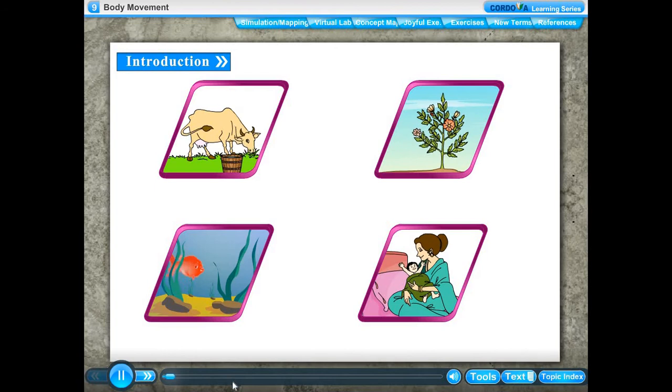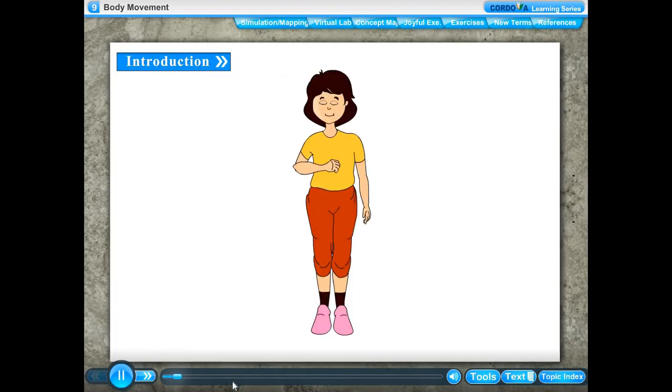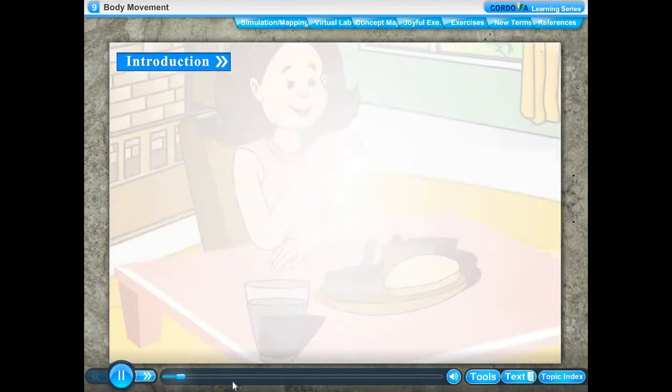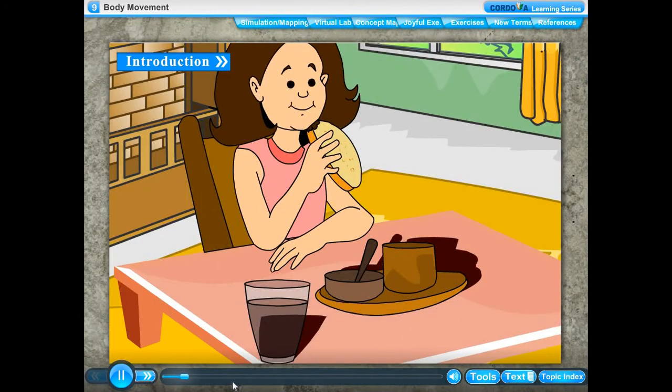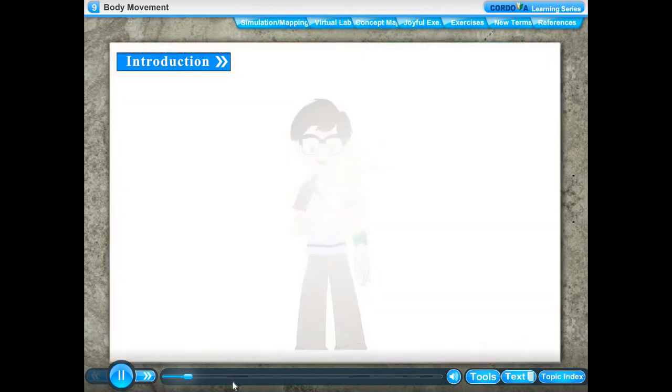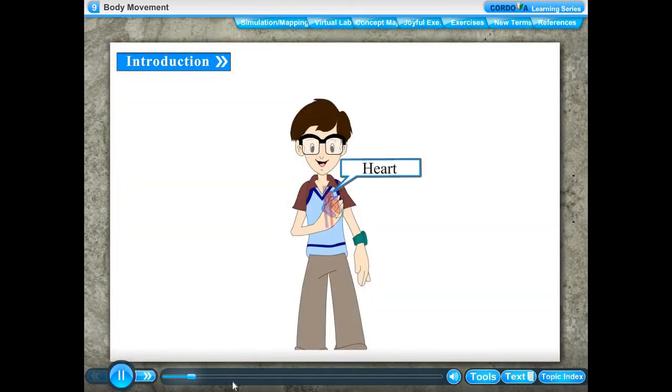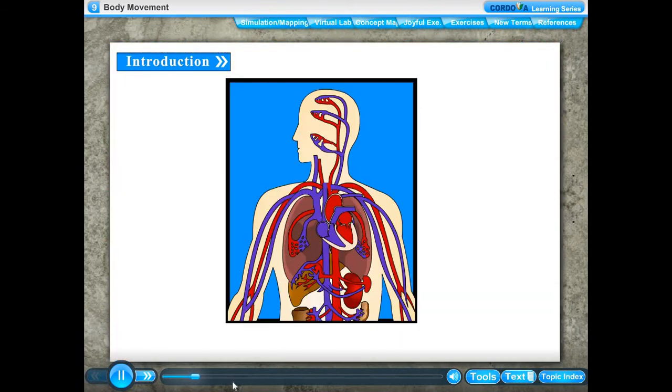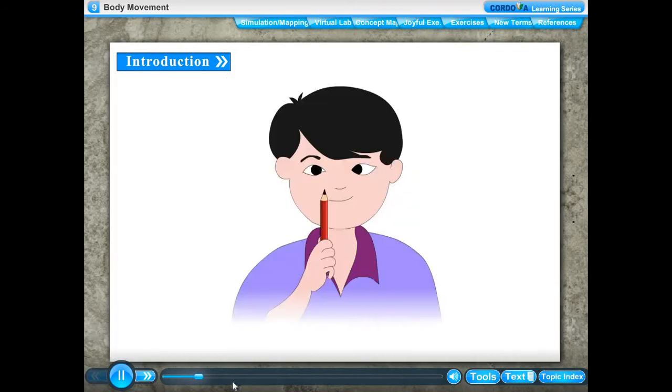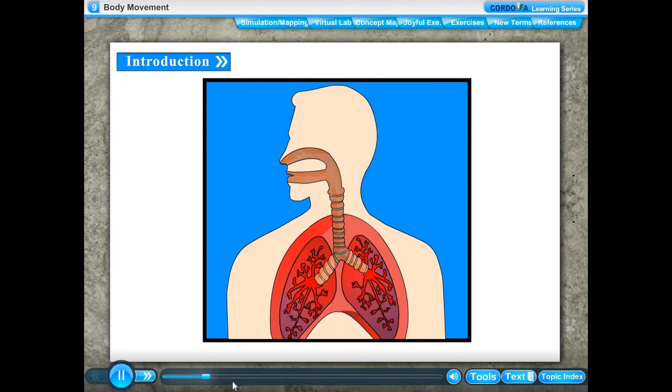Living organisms show movements. We can observe many movements taking place in our body. For example, our teeth chew and grind the food. The heart beats to circulate the blood to all parts of the body. We see objects around us by moving our eyeballs. The chest moves up and down as we breathe. The change in the position of any part of the body with respect to its axis is called movement.